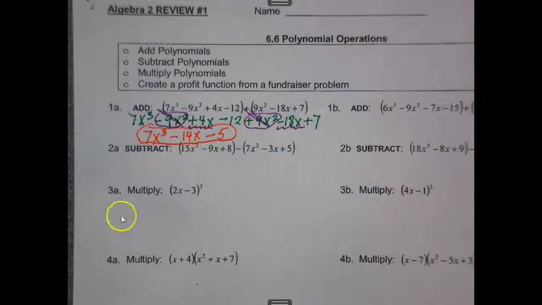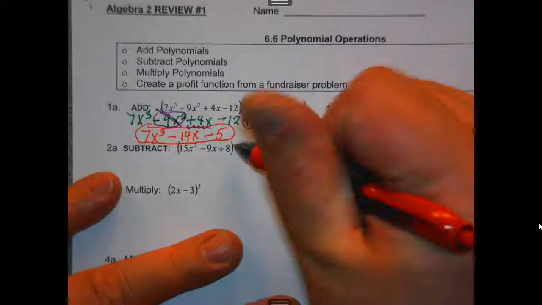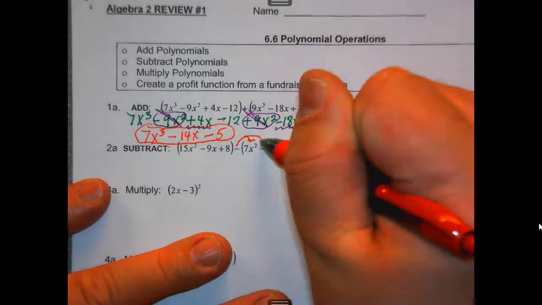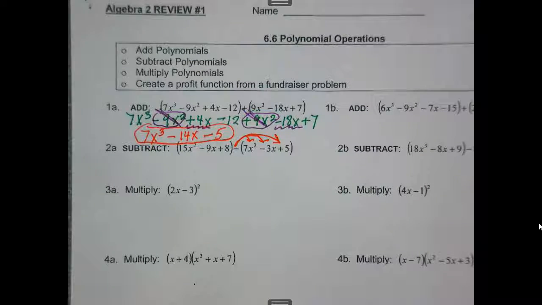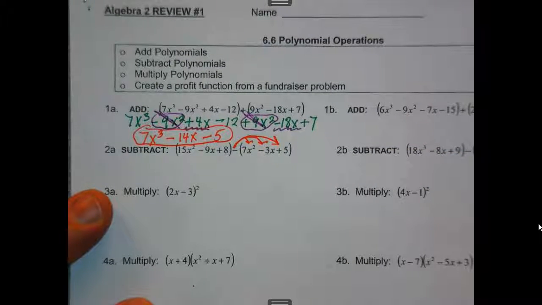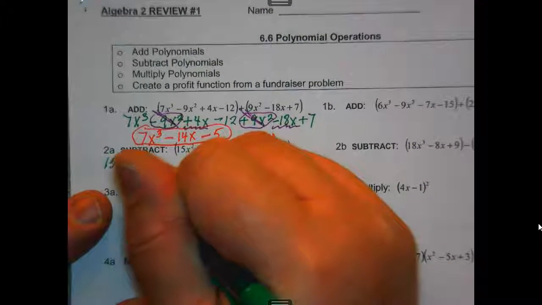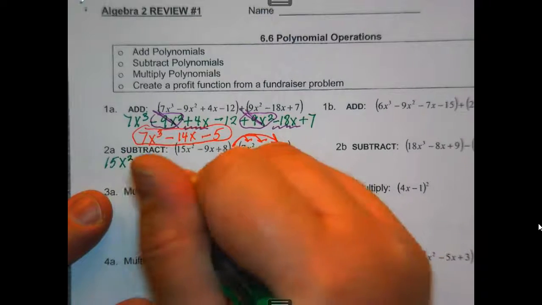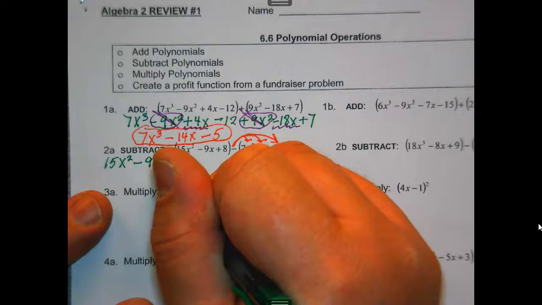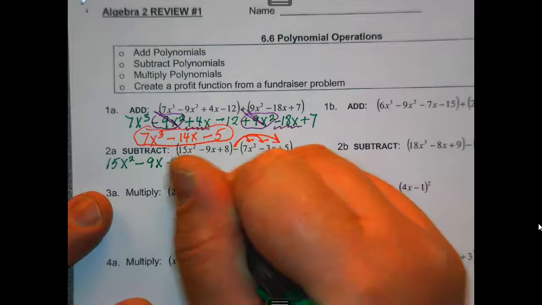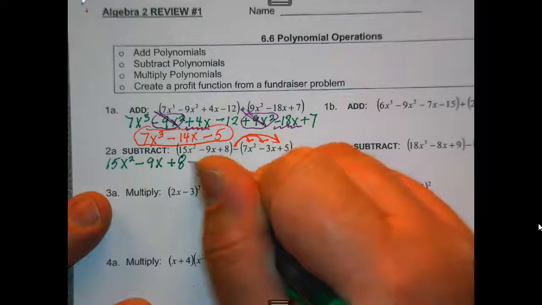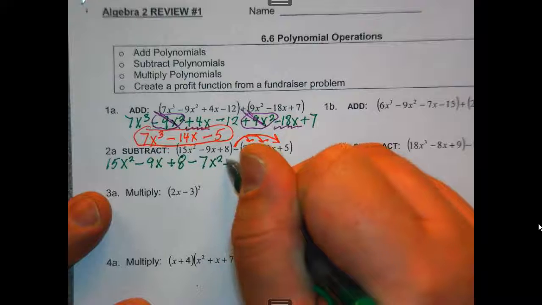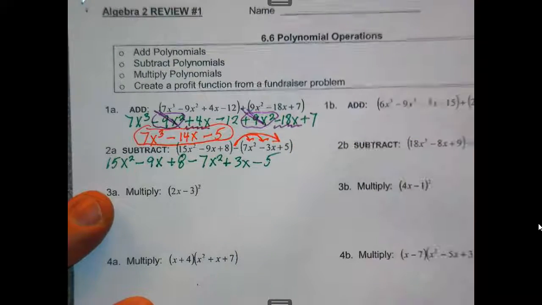Number 2A, I have to distribute the minus signs, right? So I have 15x squared minus 9x plus 8 minus 7x squared plus 3x minus 5.